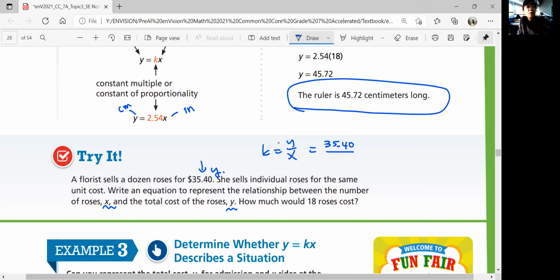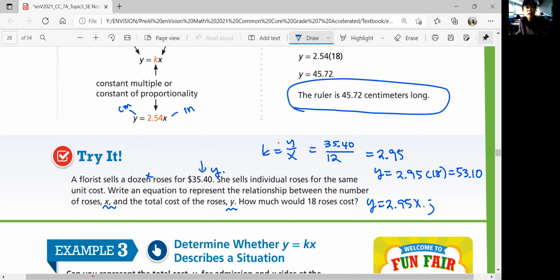35.40 for a dozen roses. A dozen is 12, right? So 35.40 divided by 12 is 2.95. So write an equation first. Y is equal to 2.95x, okay? And how much would 18 roses cost? You need to plug in 18 roses in your x. 2.95 times 18 would be 53.10.